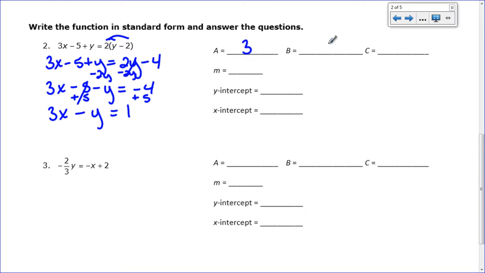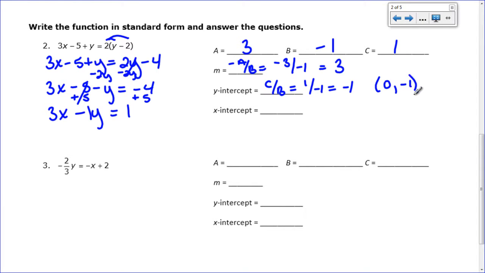So I'll write down what I know. A is 3, b is negative 1, even though you don't see the 1, it's there, and then c is 1. So my slope is the opposite of a over b, and so the opposite of a is negative 3. B is negative 1, and when I simplify negative 3 over negative 1, I get positive 3. To find the y-intercept, I'm going to do c divided by b. And so when I take c, that's positive 1, divided by b, negative 1, I get negative 1 for my answer, so my y-intercept is at 0, negative 1.